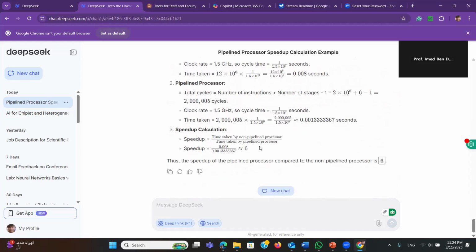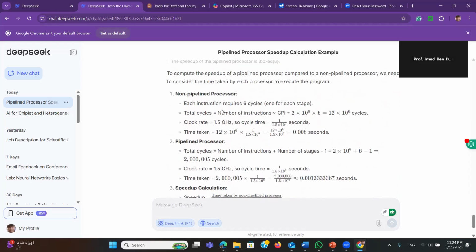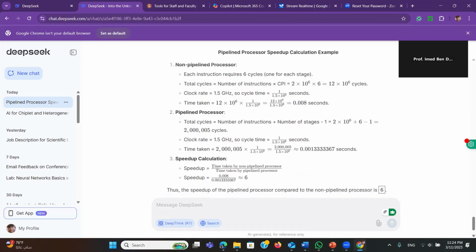Okay, so this is the speed up. For the non-pipeline processor, this is the summary: the total cycle number of instructions times CPI. I don't know, it's not really needed to use the CPI formula here. The clock rate, and then the time for the non-pipeline. And for the pipeline processor, the time, okay, it computed this one. And then it computed the speed up, which is almost equal to 6, which means the conclusion is that the speed up of the pipeline processor compared to the non-pipeline processor is 6.